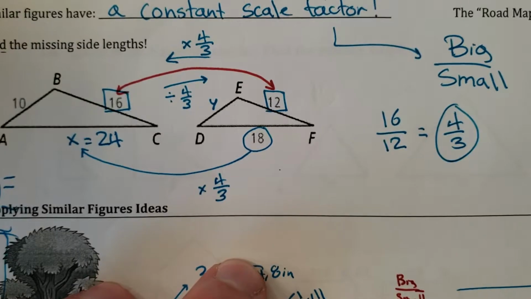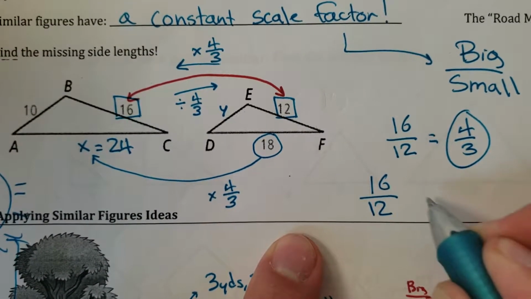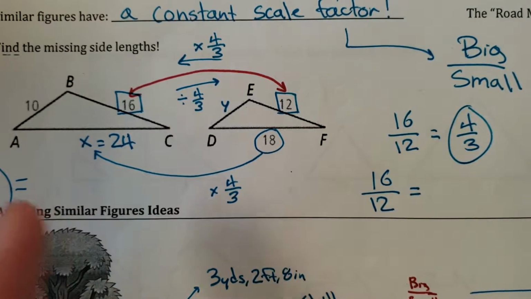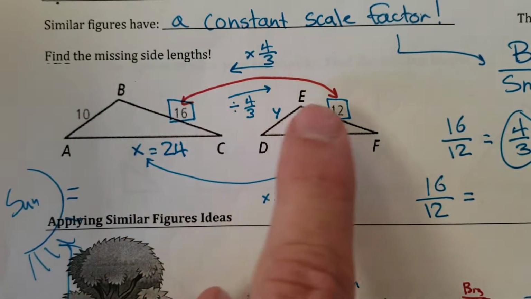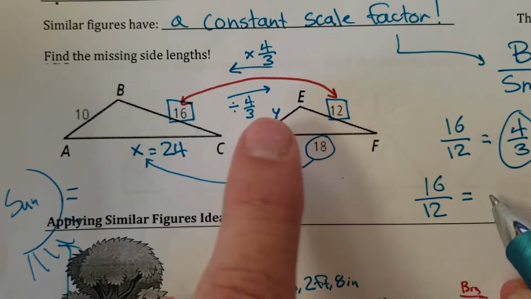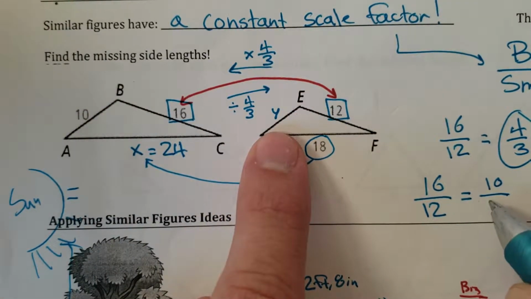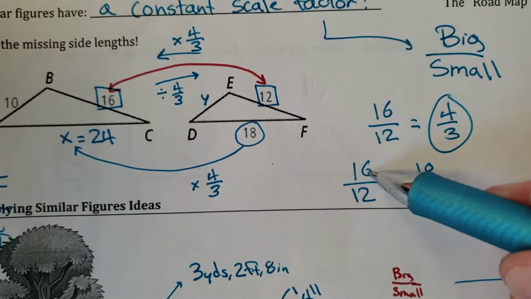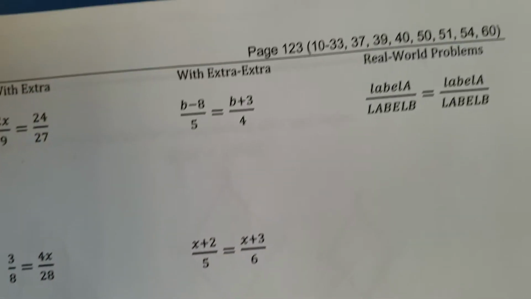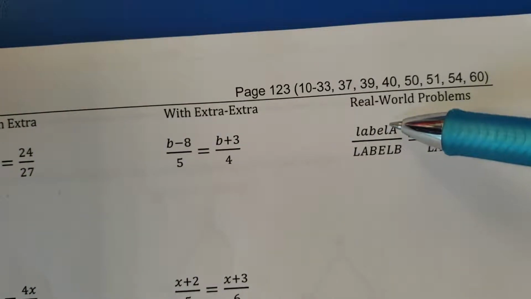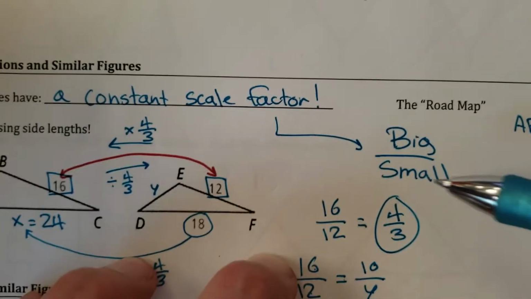The other way to do it is to start with that link. Start with the 16 over 12. Okay. And then set that equal to another jump from the big shape to the small shape. So we did 16 to 12. Let's set that equal to, I don't know, maybe 10 to DE, I'm going to call it Y for right now. Look at that. Big guy to small guy is going to equal big guy to small guy. Just like real world problems, we do the first label, second label, first label, second label. Okay, so big, small, it's the same idea.